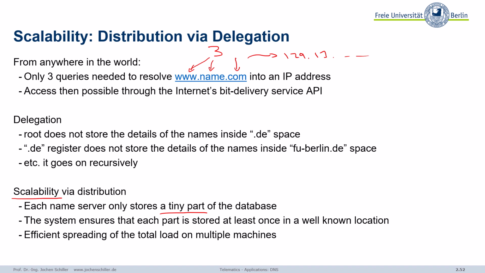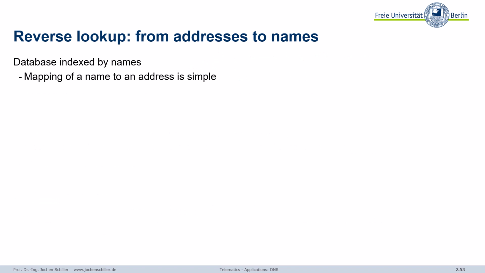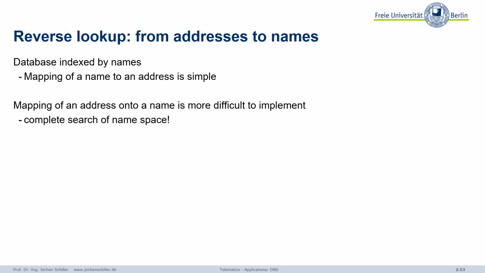Can we do the other way around? And the other way around is called a reverse lookup. So we know how to perform a DNS lookup. That's the classical one. And we build a database indexed by names. That's our tree, and inside database we store parts of the tree. So mapping of a name to an address is simple. We saw this. 3 requests to databases and we got the address. But to do it the other way around is a bit more difficult. So do you want to search the whole namespace?